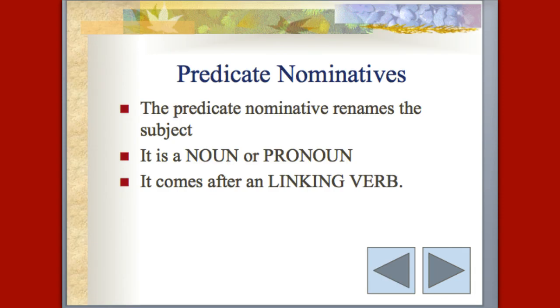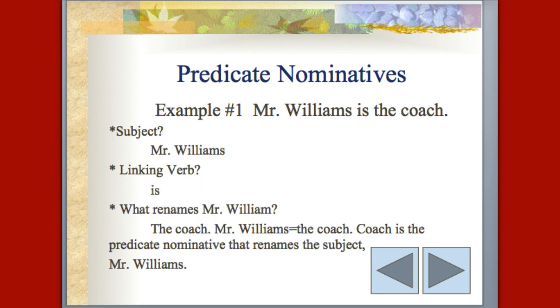Predicate nominative renames the subject. It has to be either a noun or pronoun, although I think all of the examples you're going to see today are nouns. The main difference between a predicate nominative and a direct object is that a direct object comes after an action verb. Predicate nominatives come after a linking verb. You only have 8 linking verbs. They are am, is, are, was, were, be, being, and been.